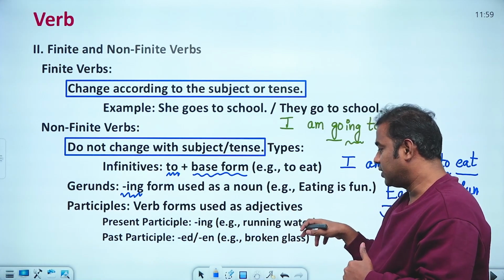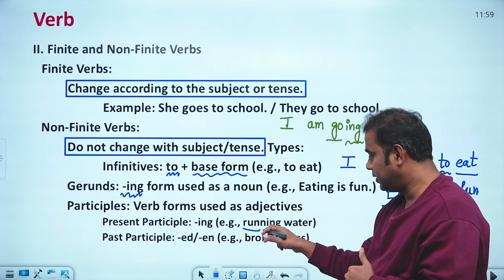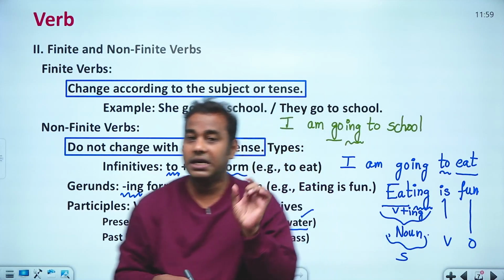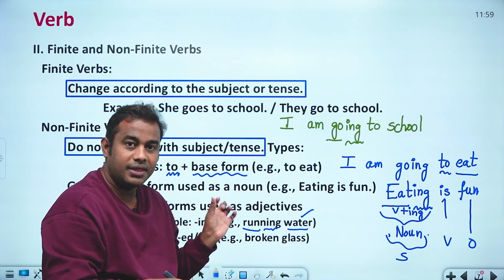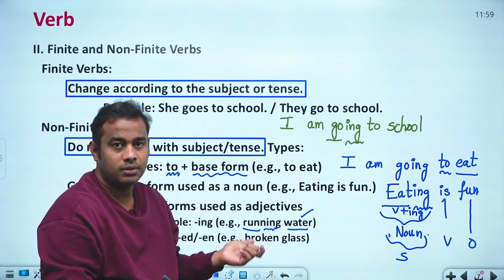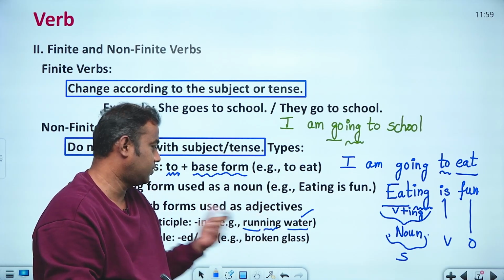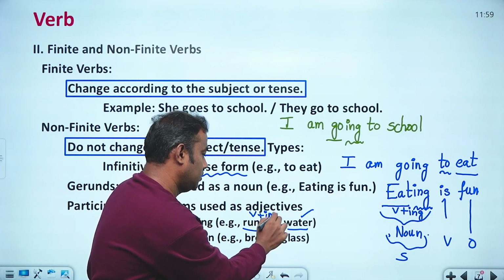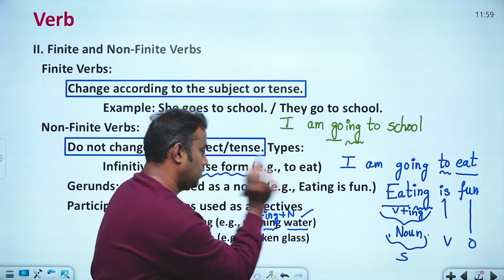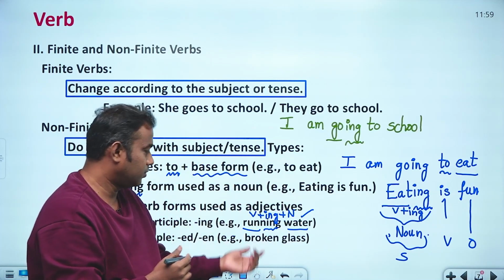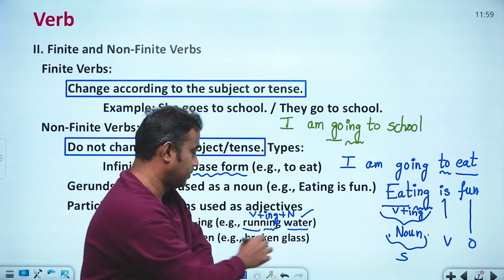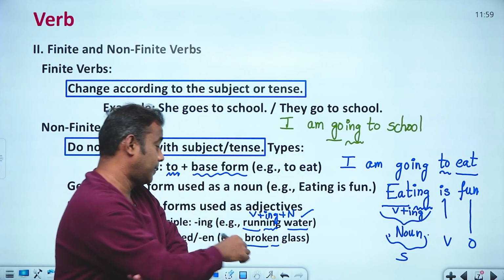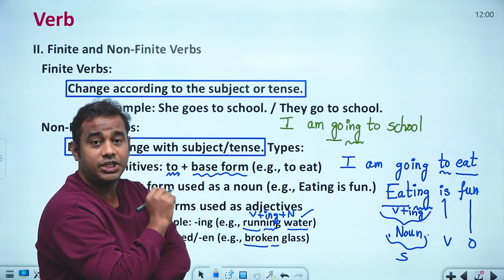Running water. Here run is a verb. We have added ing, and we use this like an adjective to the noun. Water is a noun, run is a verb, and we have added ing to the noun. Like a broken glass. Break is a verb. For this we have added en at the end and changed break to broke, and then we used this as an adjective to the noun here.